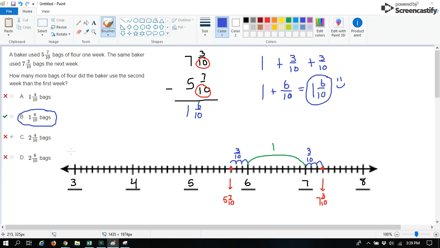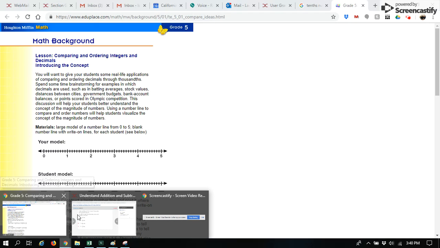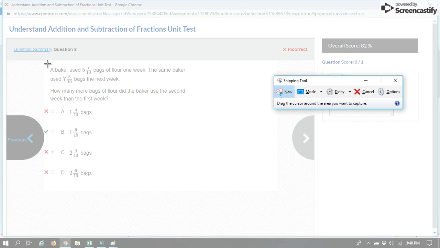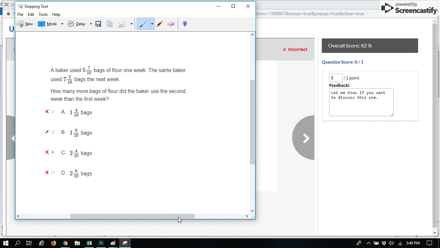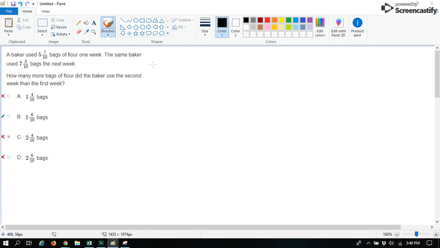Now, if I have enough time, I'm going to show you how you would do it the traditional way. So I'm going to give you that same problem right here. I'm going to grab this, snip it, and throw it on the other screen, just to show you that there's more than one way. The other way that I would solve this one is I would take my 7 and 3/10, and subtract 5 and 7/10, and this is where I would start.